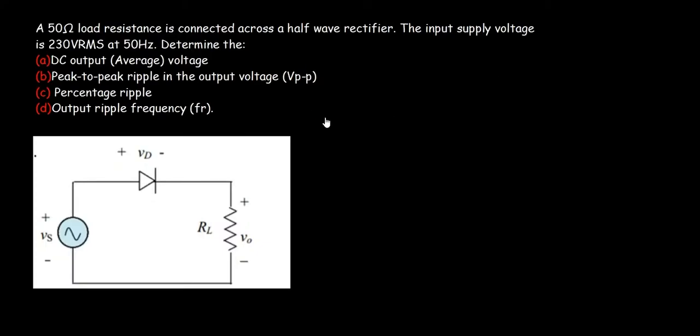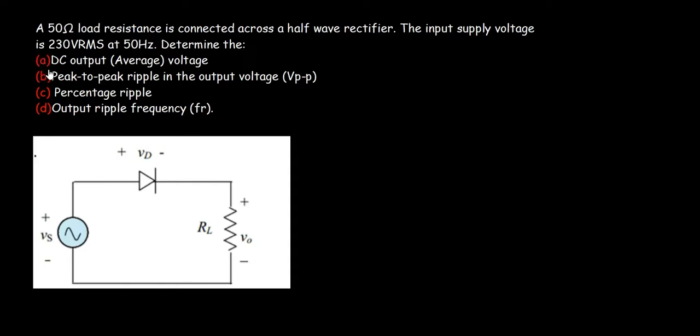So in this video, we are going to solve this question I have on the screen here, which says that a 50 ohm load resistance is connected across a half wave rectifier. The input supply voltage is 230 VRMS at 50 Hz. Determine A, the DC output voltage, B, the peak to peak ripple in the output voltage, and then C, the percentage ripple, and then finally the output ripple frequency.